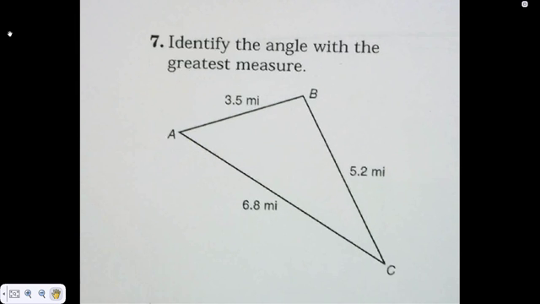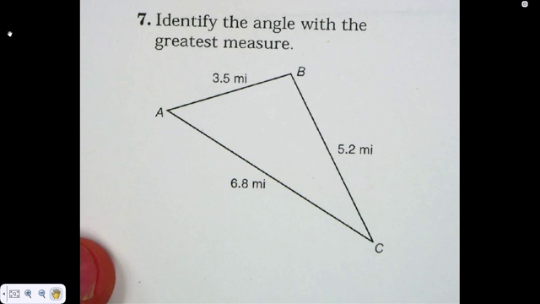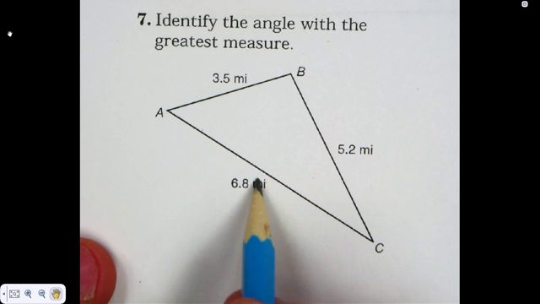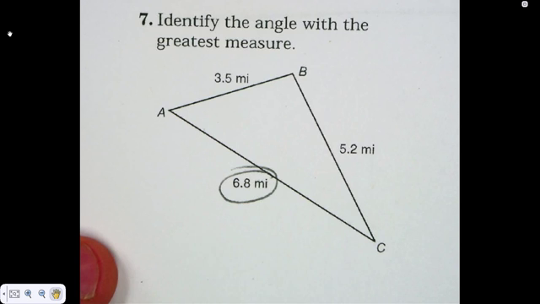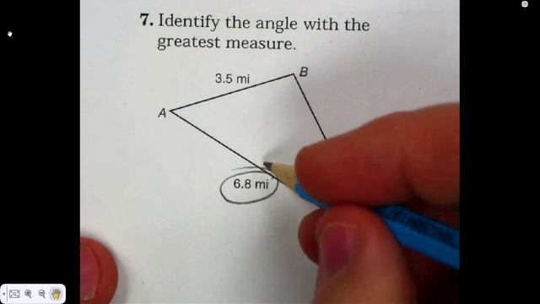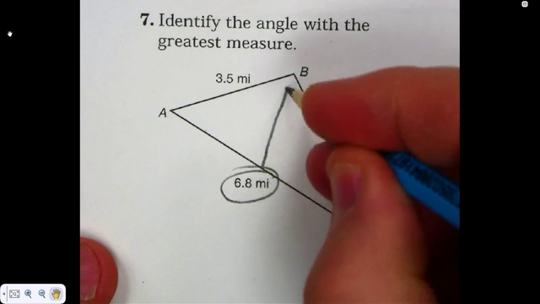Number 7, identify the angle with the greatest measure. I want the greatest measure. I got to find the greatest what? Side with the greatest length. That's 6.8 miles, isn't it? What angle's holding it?